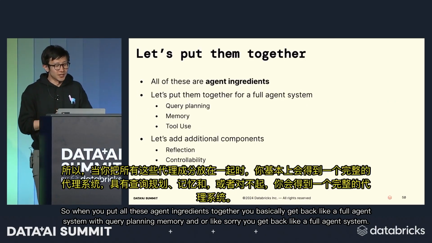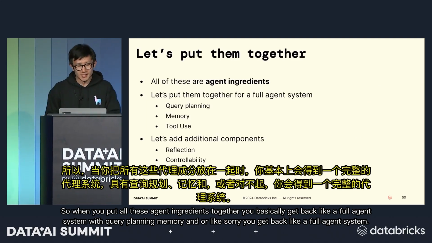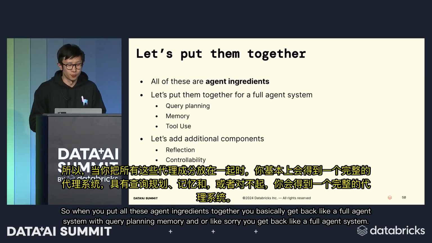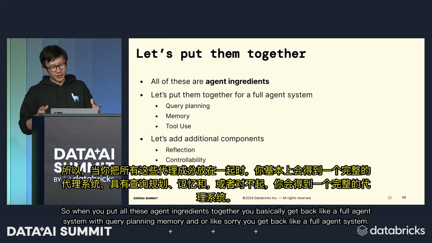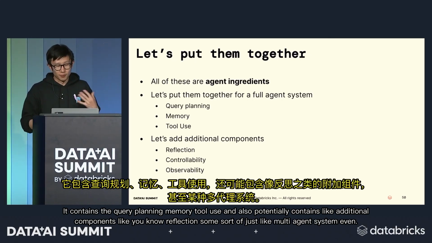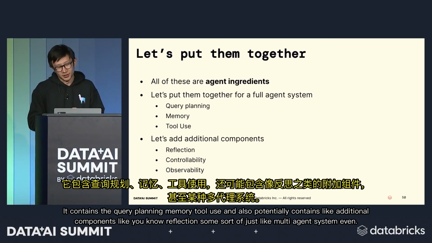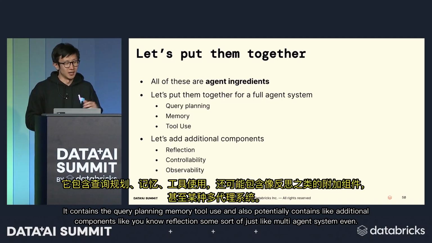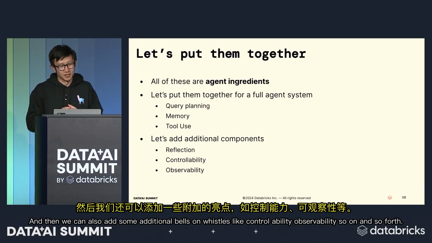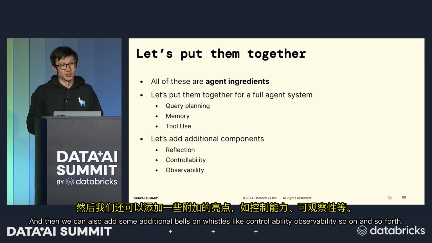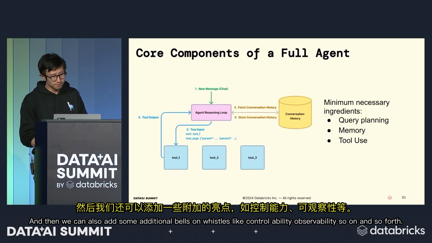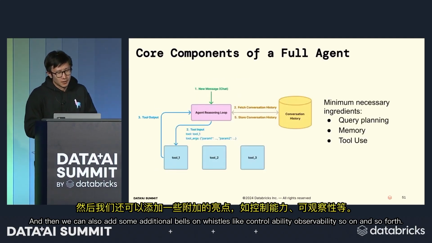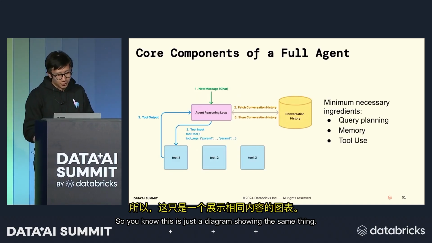So when you put all these agent ingredients together, you basically get back a full agent system. It contains query planning, memory, tool use, and also potentially additional components like reflection, some sort of multi-agent system even. And then we can also add some additional bells and whistles like controllability, observability, so on and so forth. So, this is just a diagram showing the same thing.